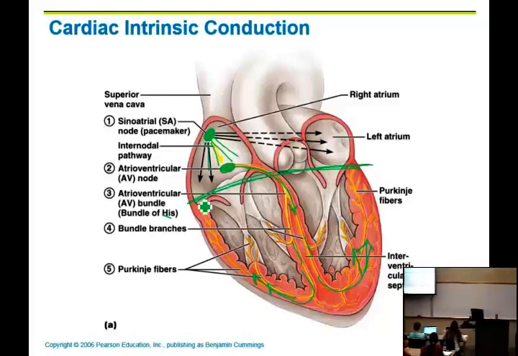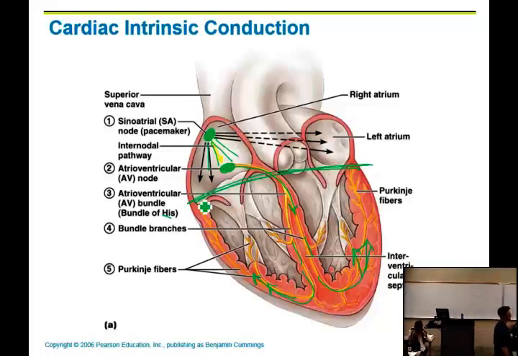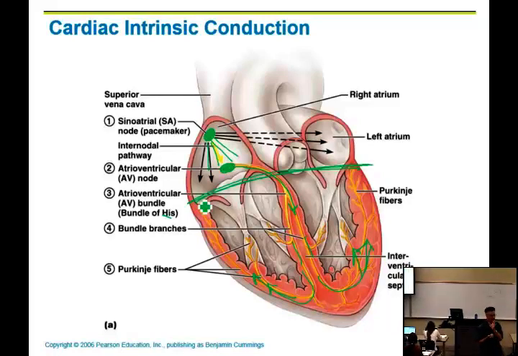So when that signal is coming from the atria down to the ventricles, it actually slows down as it's going through that wall. That's good because it gives the atria a chance to respond and contract first. Then there's a little bit of a delay before the signal gets to the ventricles, which means the ventricles are going to get the signal later and contract afterwards.